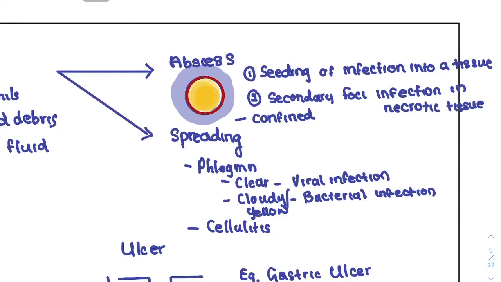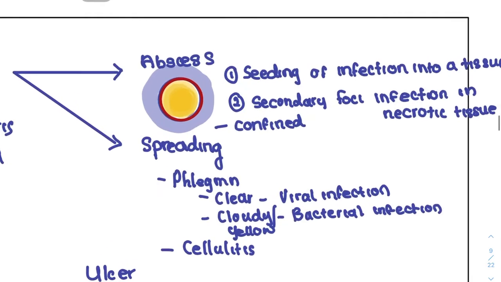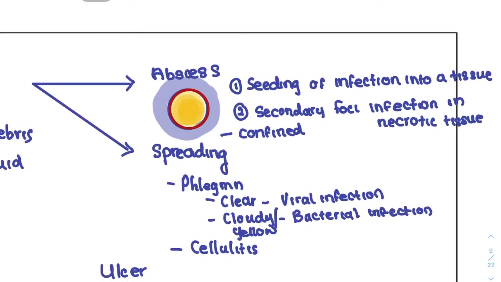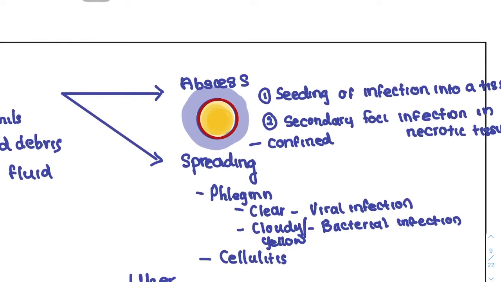It's a confined region. This occurs because either the infection seeds into a tissue or there is secondary activation of infection, like an infection in necrotic tissue. What you find in the middle is pus, basically yellowish pus containing neutrophils and debris. I think you might have had boils. That's an example of this. It's a confined region, and when you break it open, you can see the fluid coming out. That's called an abscess.